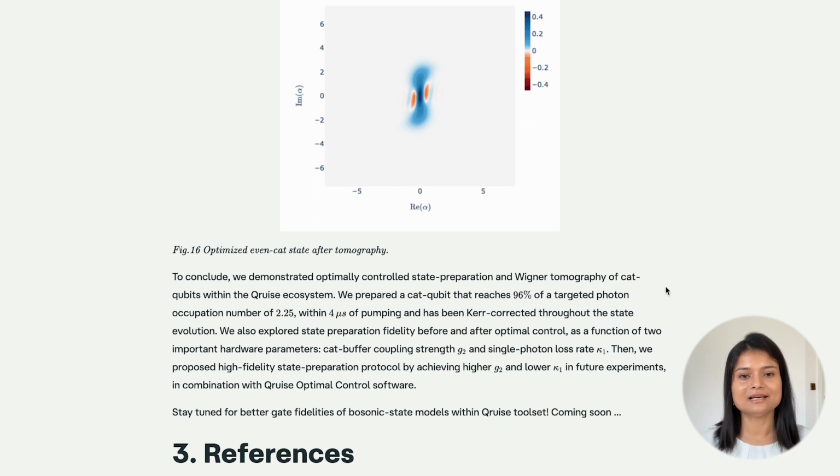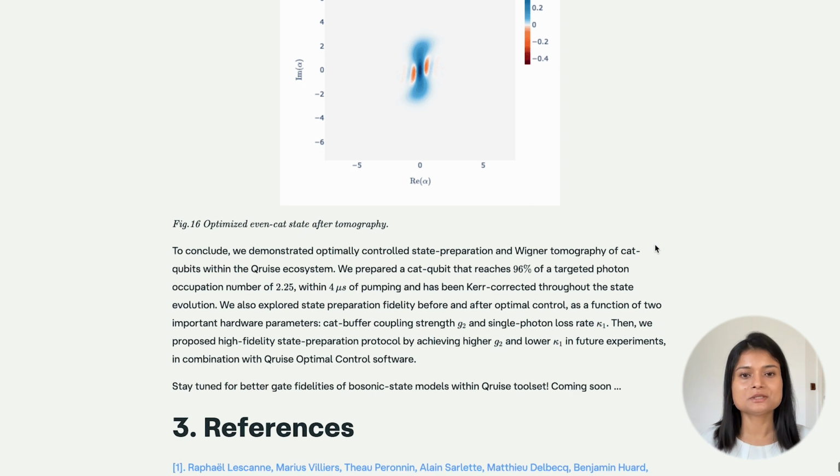I would like to highlight that our modular Cruise toolset is capable of building digital twins of complex quantum hardware systems, such as that of the dissipative cat qubits. Our toolset also provides optimal control solutions for pulse level control of these qubits.